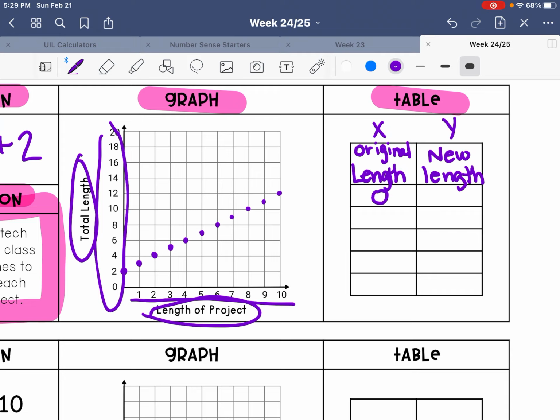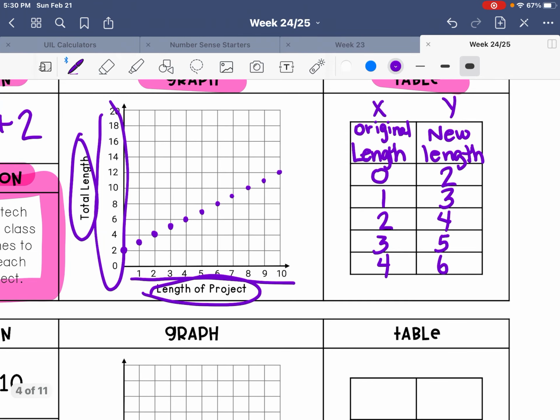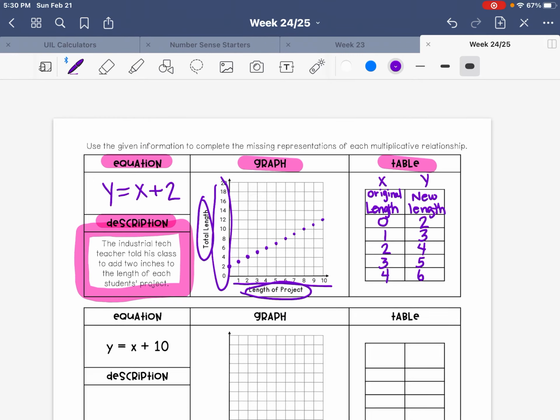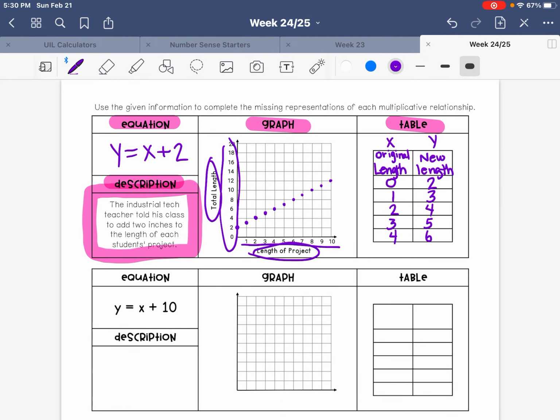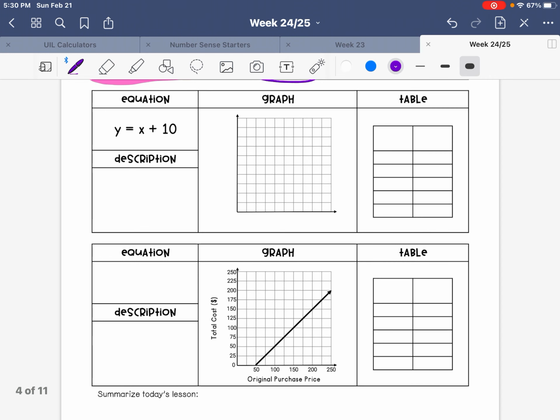If the original length was 0, the new length is 2. And if it was 1, now it's 3. And if it was 2, now it's 4. And if it was 3, now it's 5. And if it was 4, now it's 6. And we could put any numbers we wanted to in that table, but I just chose to go in order. But it wouldn't matter. It's still plus 2 to the x each time. So there you go. The relationship of y equals x plus 2 in an equation, a graph, a table, and a word description.